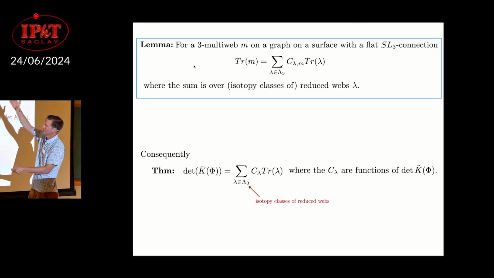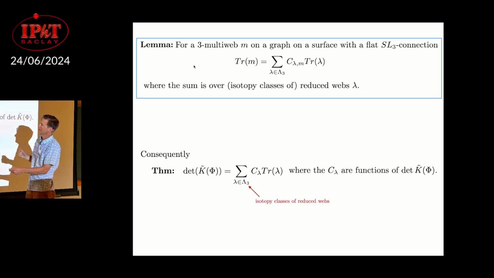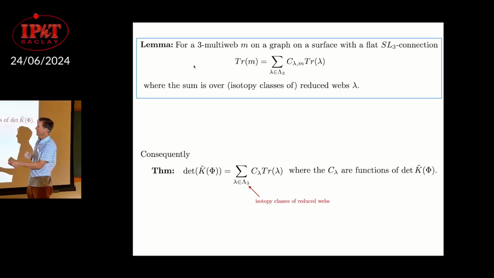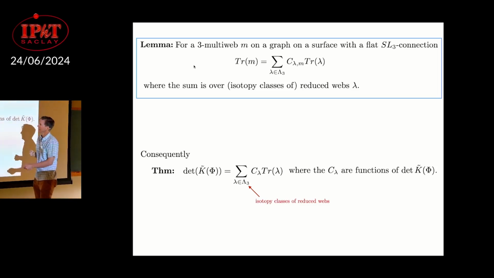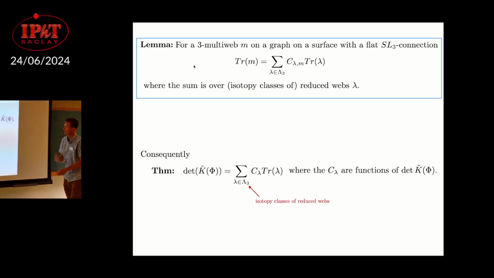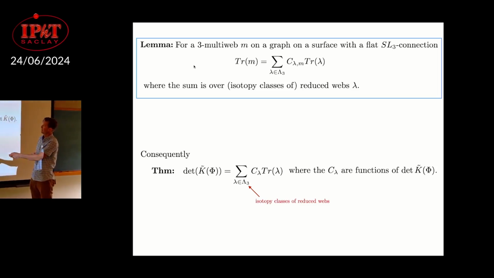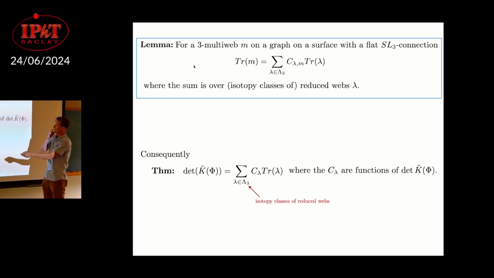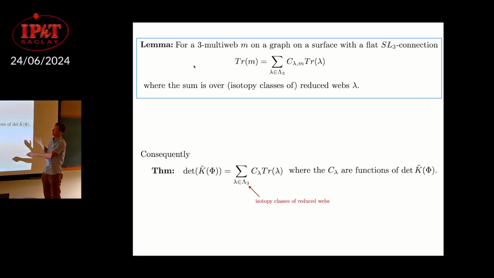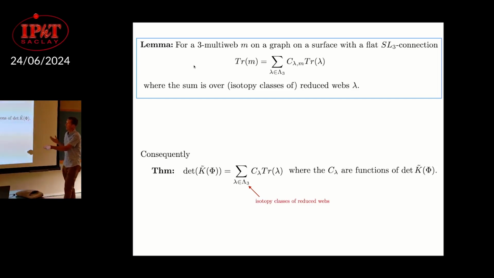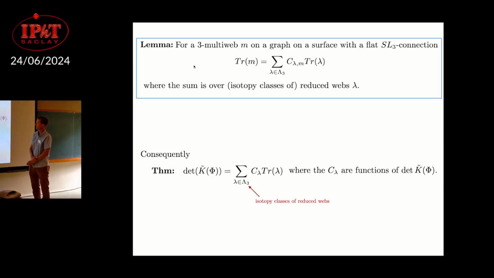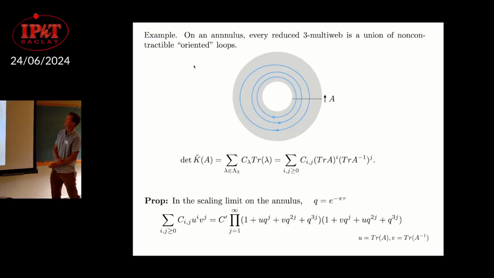The resulting theorem, just following what we did in the SL2 case, is that the determinant, now you can group webs according to the isotopy classes of reduced webs. And because the skein relations preserve the trace, one can show the trace only depends on the reduced web itself. But again, you can ask how do we get these coefficients? And again, there's the same problem. We don't know if there's a dual basis for which we can extract these coefficients. But in principle, you can do that, and we did it for the annulus.